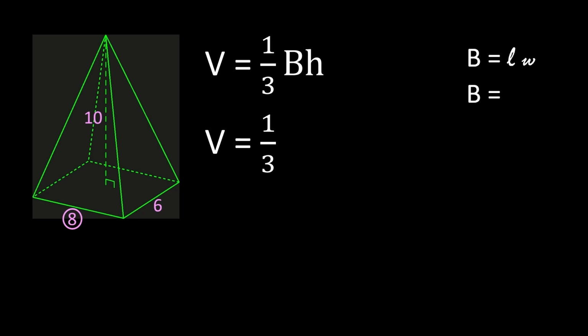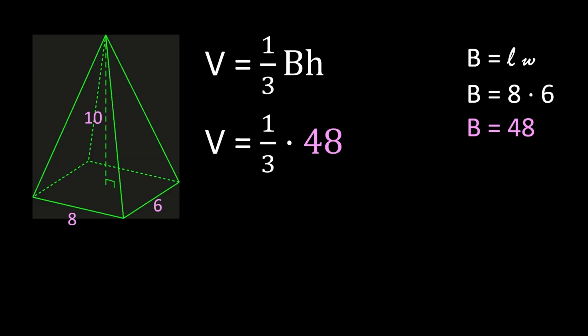So we're going to substitute the 8 for the L in our formula. And the width of the base of this pyramid, or the width of that rectangle, is 6. So we'll substitute 6 in for the W in the formula. So now we have the area of the base is equal to 8 times 6. So the area of our base is equal to 48. And I can substitute that 48 for the capital B in my formula.